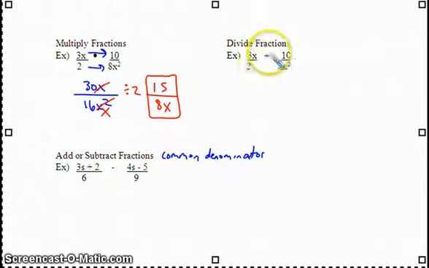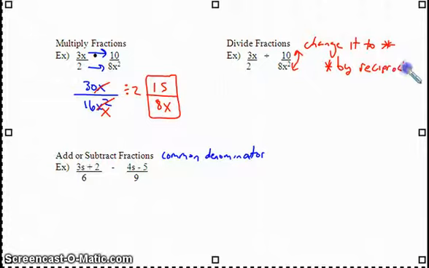Now to actually divide fractions, what you want to do is change it to multiplication, and the way you do that is you multiply by the reciprocal. In other words, you flip this fraction. Only flip the second one. So we multiply by the reciprocal. I'm going to leave it as 3x over 2. I'm going to change division to multiplication, and it's going to be 8x squared over 10.